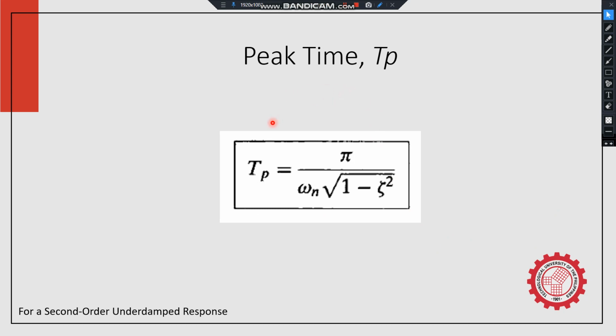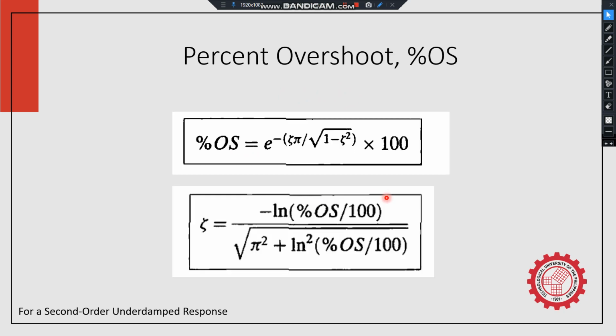Peak time is given by this formula, and again, we only need to know the natural frequency and the damping ratio to solve it. And we have the so-called percent overshoot. Again, it's a function of the damping ratio. There is another formula: if the percent overshoot is given, then we could solve for the damping ratio.